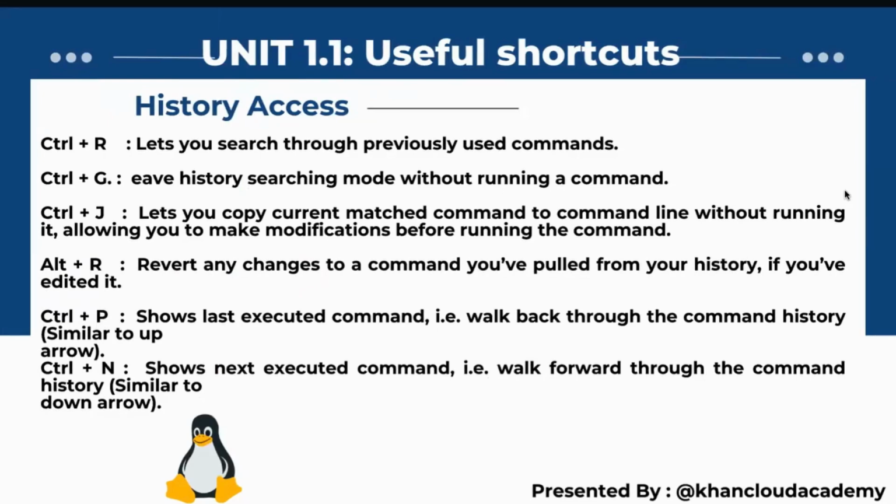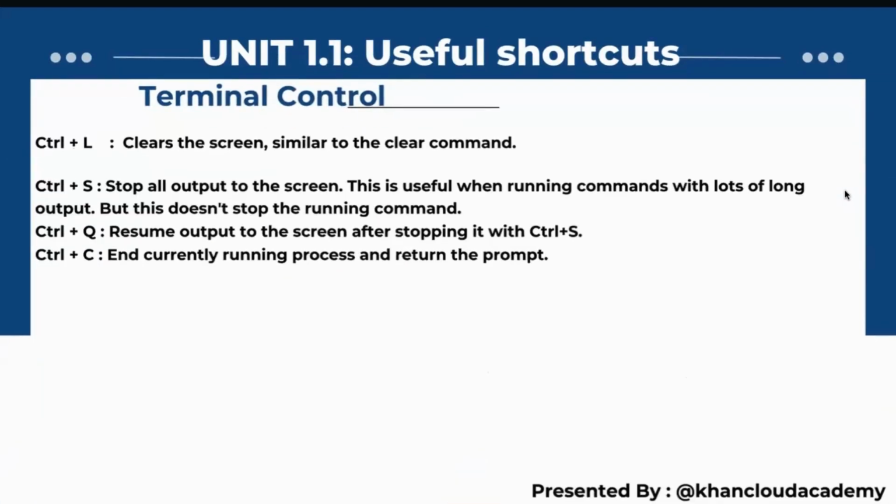History: how are you going to check? Control R lets you search through previously used commands. Control G lets you copy the current matched command to the command line without running it, allowing you to make modifications before running the command. Alt R reverts any changes to a command you have pulled from history if you have edited it. Control P shows the last executed command. Control N shows the next executed command.